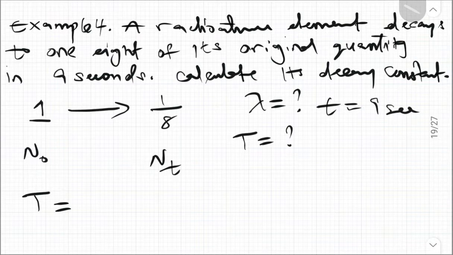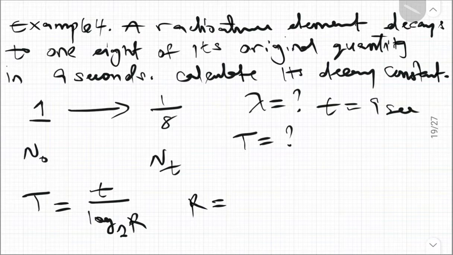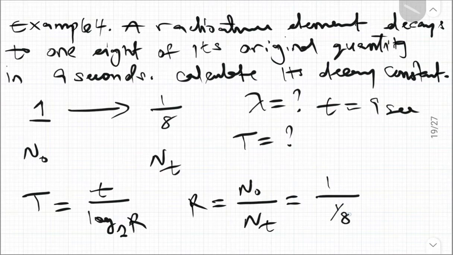So we know from the previous video that capital T is equal to small t over the number of half-lives, or logarithm to base 2 of r. What is r? Of course, it is the initial over the final, which is actually the disintegration ratio. So what's the initial? We have 1. And what's the final? 1/8. So we just have 8. So r is equal to 8.